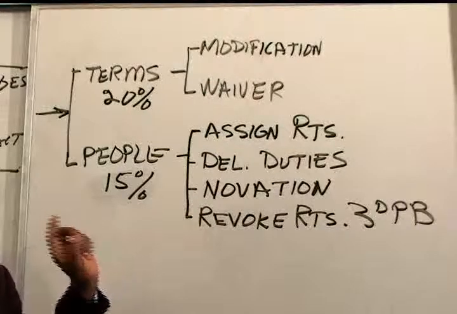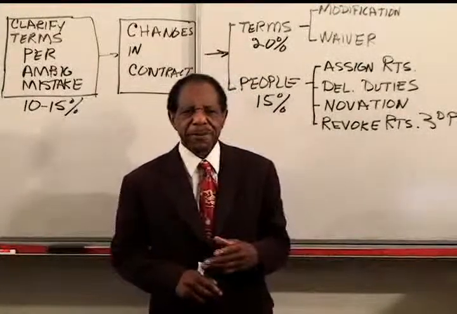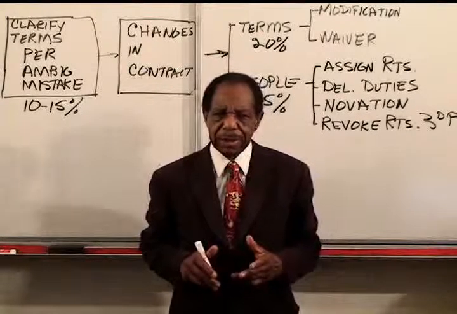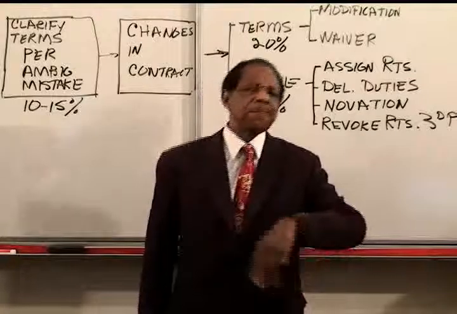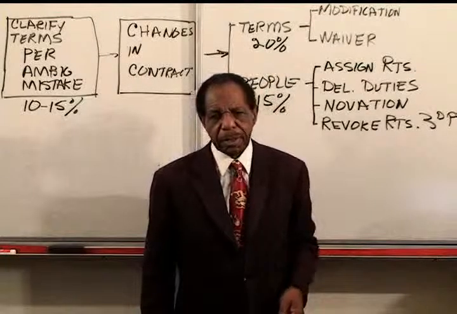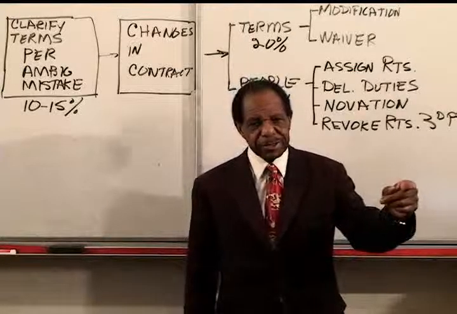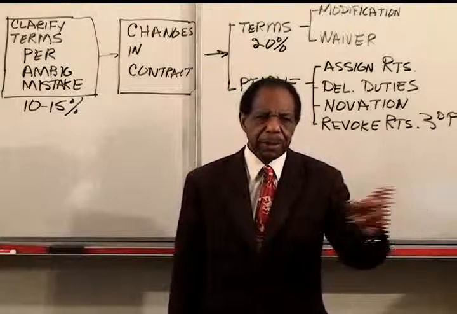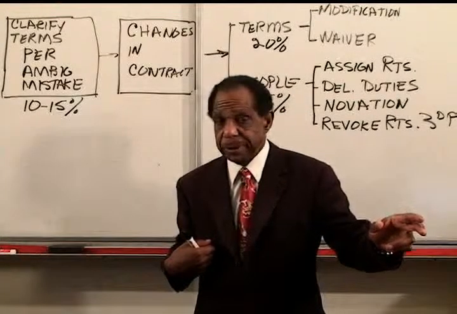Novation. The novation is the third way to change the people, and in the novation, what happens is that you and I have a contract, and then one of us wants to be completely replaced in the contract. Not when you assign rights, you assign the rights to somebody else, but for example, you assign to Mary the right to receive the car, but you're still paying me for it. So all three of us are still in the contract.